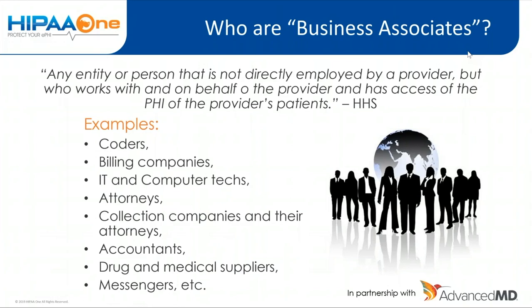Okay. Well, we've got anyone that views, transmits, stores PHI is a business associate. So here are some examples up on the screen. We've got coders, billing companies, which we have a few on the call today, IT and computer techs, attorneys, accountants, drug medical suppliers. These are ones that actually know who the patients are, because for prescriptions you need to have that information. So these are examples, messengers, anyone that could be exposed to that information is a business associate.